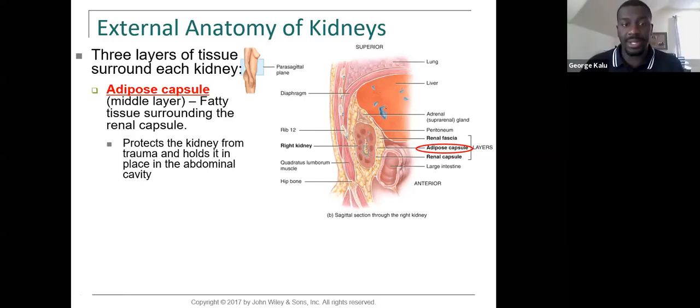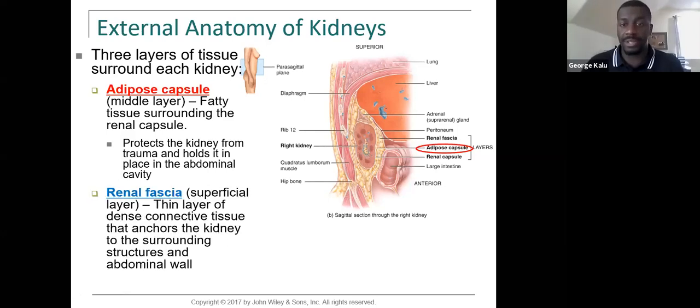Okay. And the outermost layer of these protective structures is called the renal fascia. The renal fascia is another thin layer of connective tissue, and that is essentially going to anchor the kidney to the abdominal wall and hold it in place there. So we've got the renal fascia on the outside, the adipose capsule in the middle layer, and then inside we're going to have the renal capsule. And again, that renal capsule is going to surround the kidney itself.